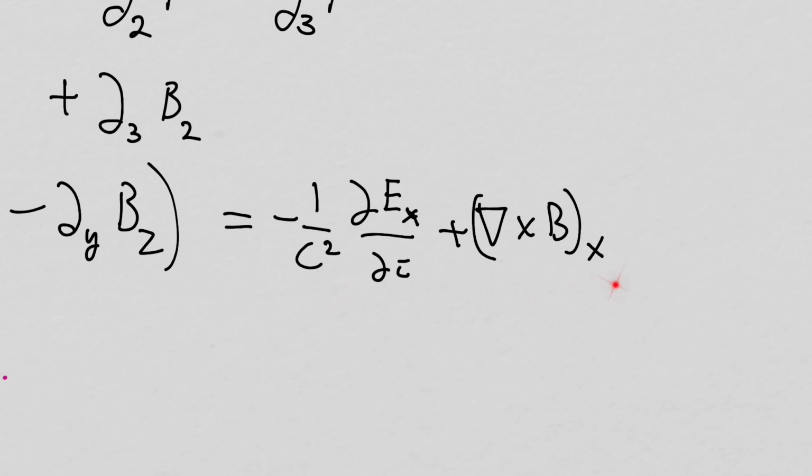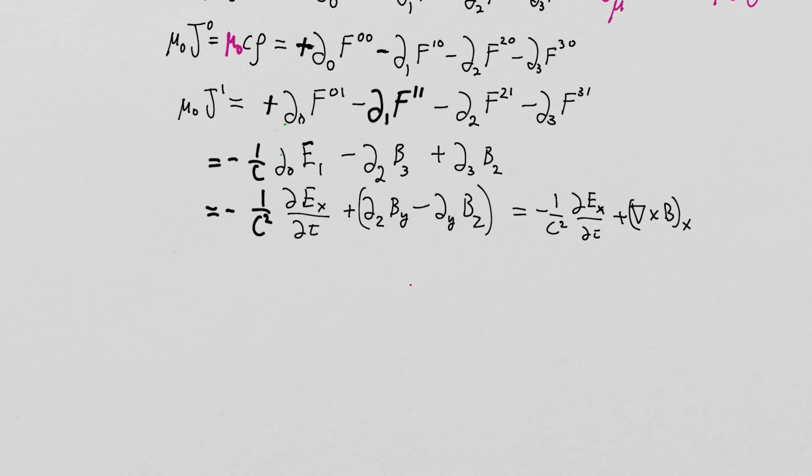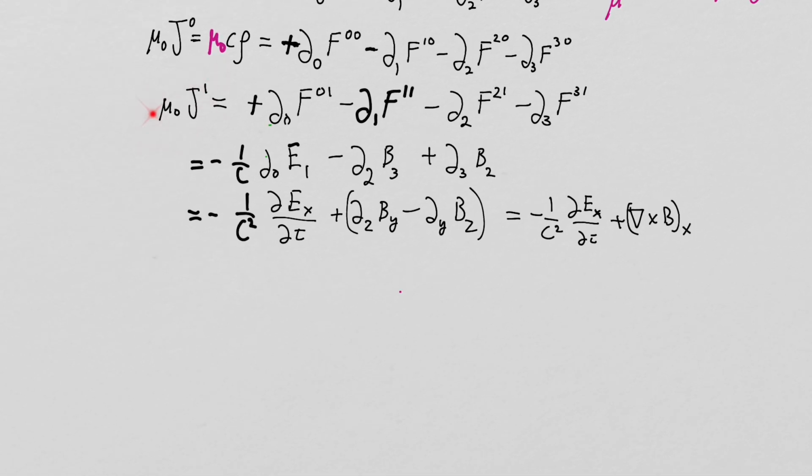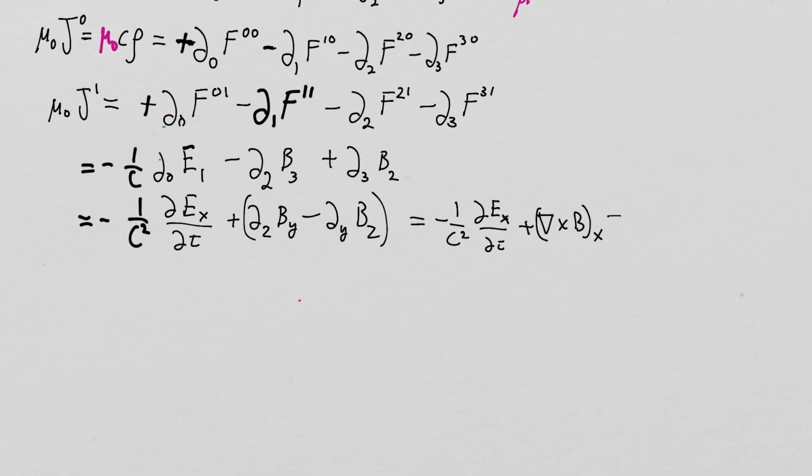this expression is the x component of the relevant Maxwell's equations. And does it equal the right thing? It equals mu naught J1, right? So I guess I should say this is equal to mu naught Jx, right? And there you have it.